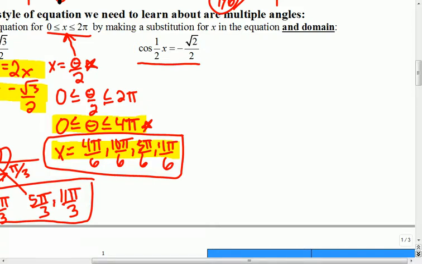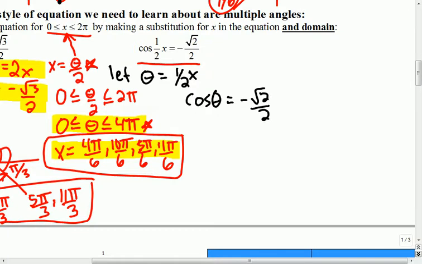Sure, so I want to get rid of this half x, so one strategy would be to make a substitution. If I said let theta equal 1/2 x, then my equation has now become cosine theta equals -√2/2. And I mentioned this, but we're really talking about that piece, so maybe I'll just make a quick change. It's just the rationalized form. But okay, now we have the substitution, and the equation looks friendlier.